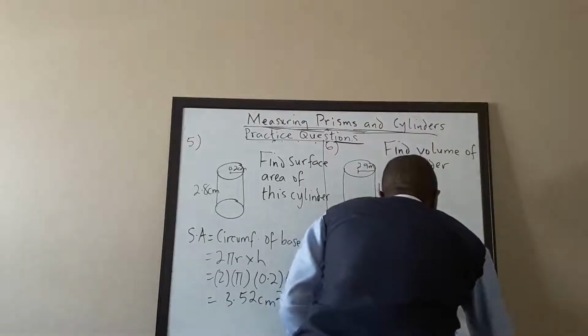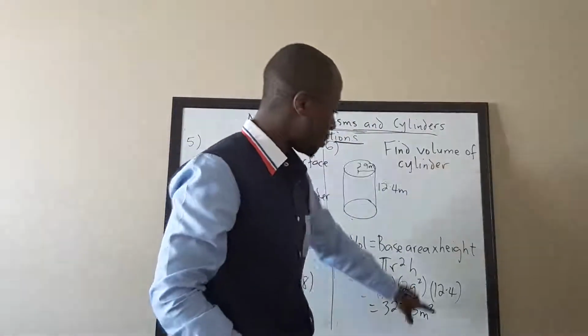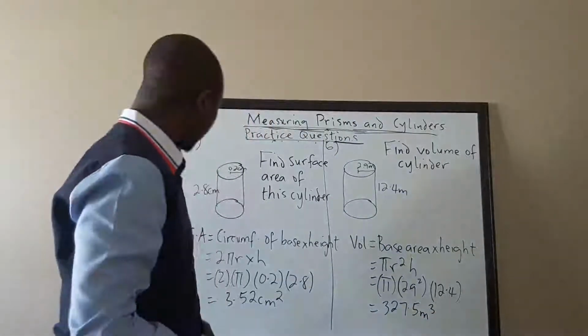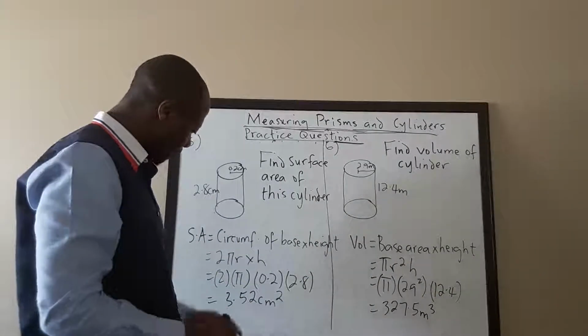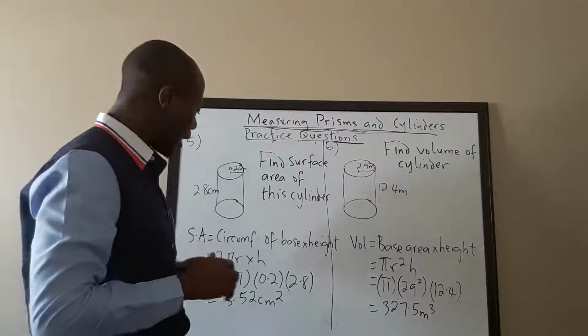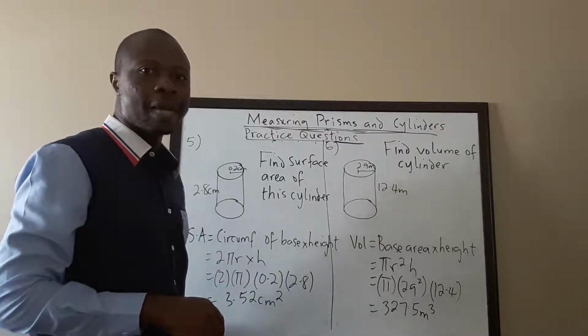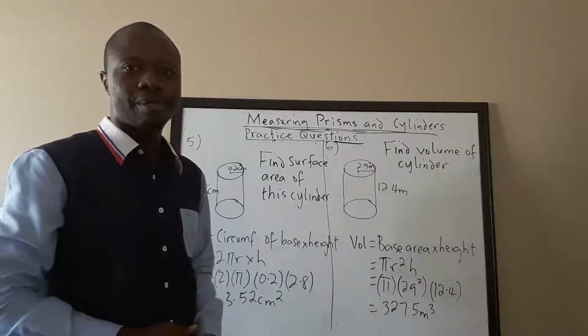And so this is meters. Now please be careful. This is volume, so it has to be cubed. And this one is surface area, so it has to be squared. Alright, so please make sure you know all your formulas. Make sure you're using the appropriate formula every single time as well. Thank you.